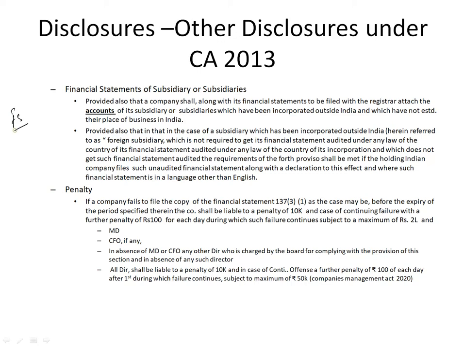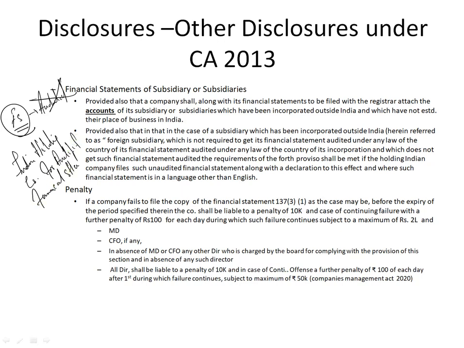So, foreign subsidiary जहाँ पे है वहाँ पे they do not need to get their statement audited. The requirement for the Indian holding company for audited financial statement shall be fulfilled if they file a declaration to this effect that वहाँ पे there is no requirement and do the submission around it, right? So if the holding Indian company files such unaudited financial statement along with the declaration to this effect, and such financial statement is in a language other than English.